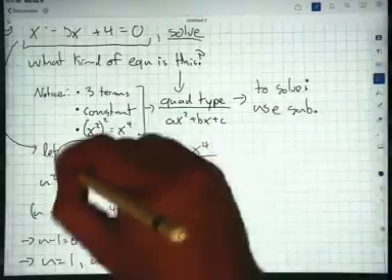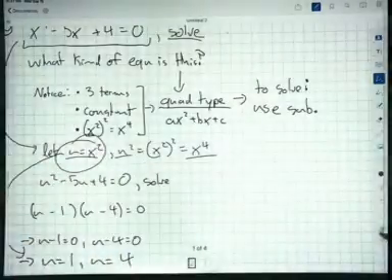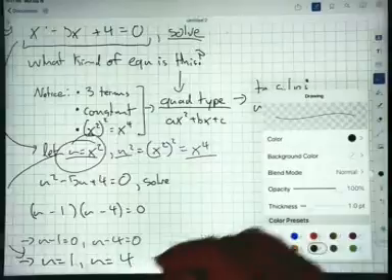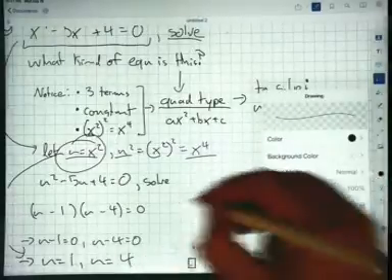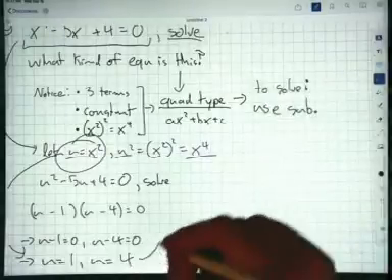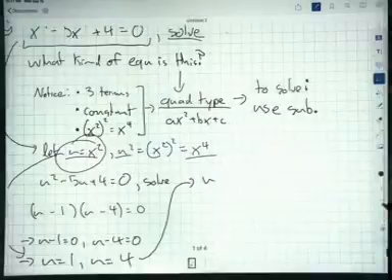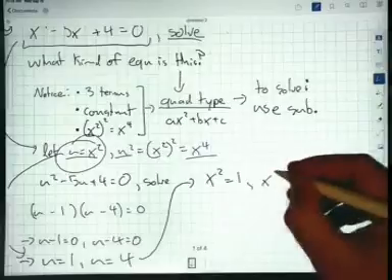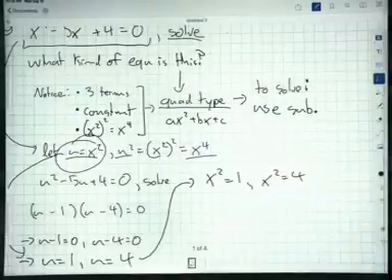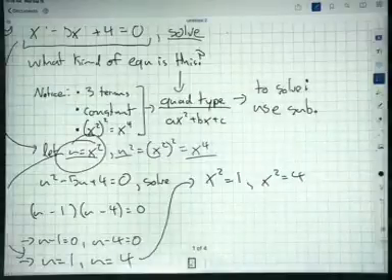So here's where I apply this substitution here. So we go on to say the following. X squared is equal to 1. X squared is equal to 4. Now we solve these equations.